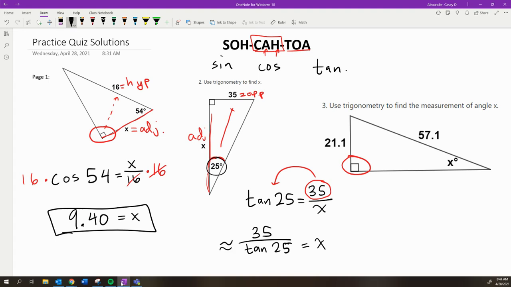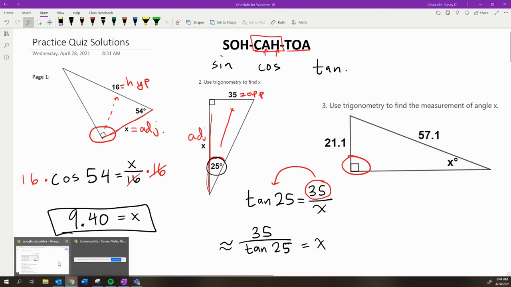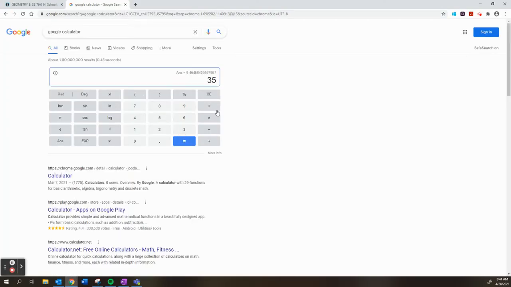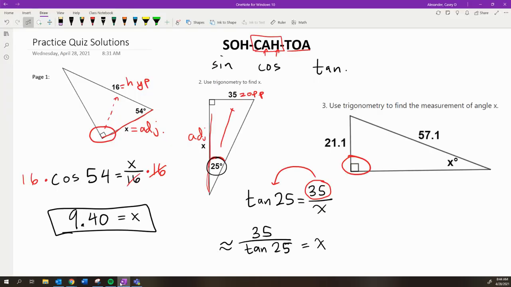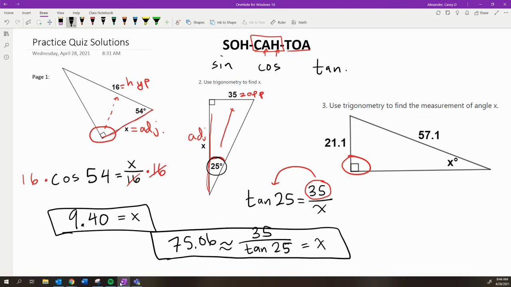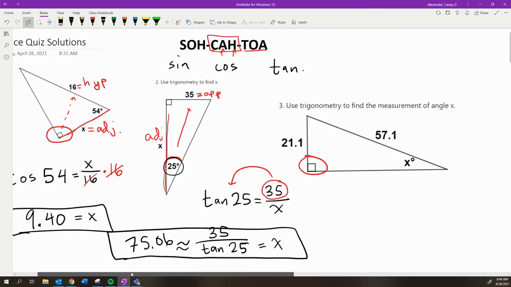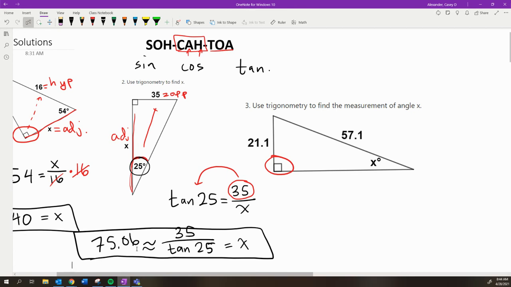And I'm just going to use my calculator to figure out what that is. So I'm supposed to do 35 divided by the tangent of 25 degrees. And so we're getting 75.06 for that one. 75.06 was our solution.